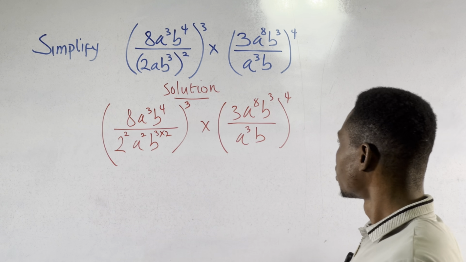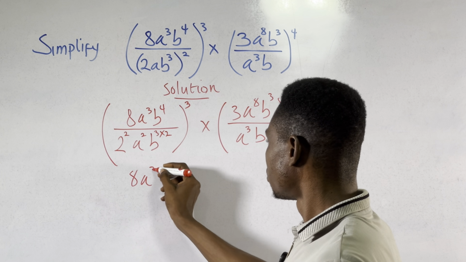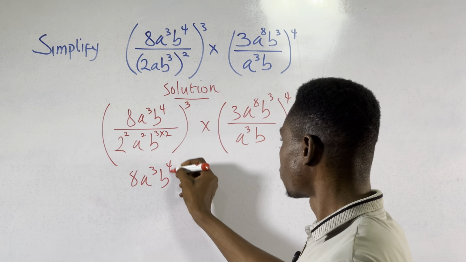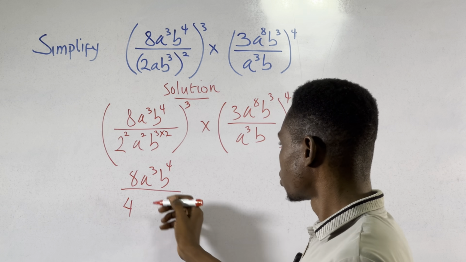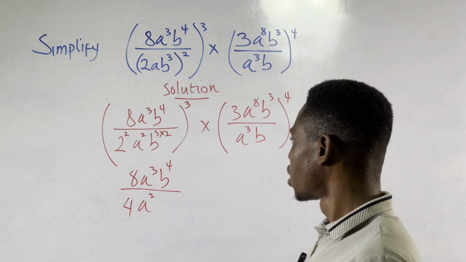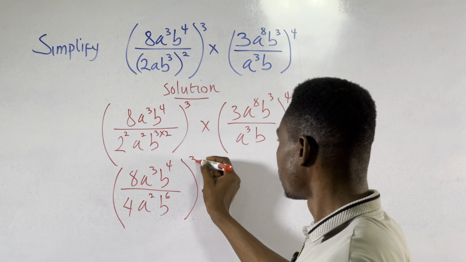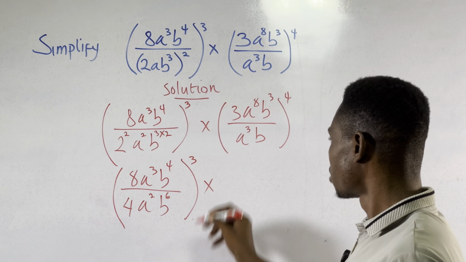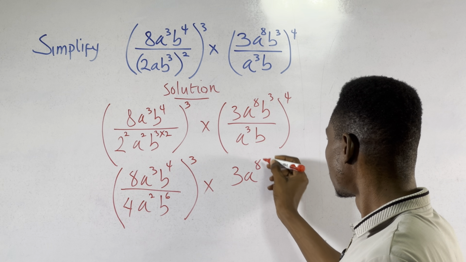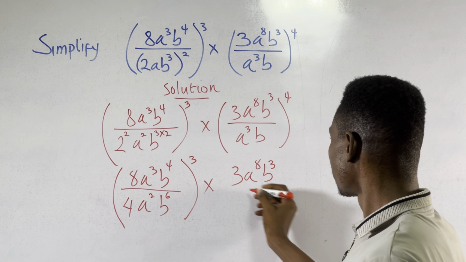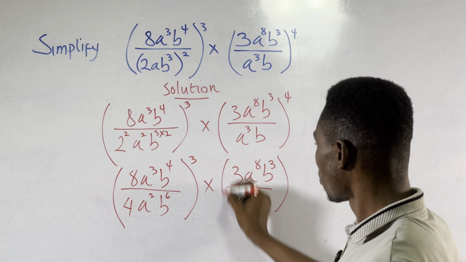Okay, so let's simplify further. So this gives us 8a raised to power 3 b raised to power 4 over 2 squared is 4. Obviously, we'll have a squared and we'll have b raised to power 6. Remember, all raised to power 3 times, here we have 3a raised to power 8 b raised to power 3 over a raised to power 3 b all raised to power 4.